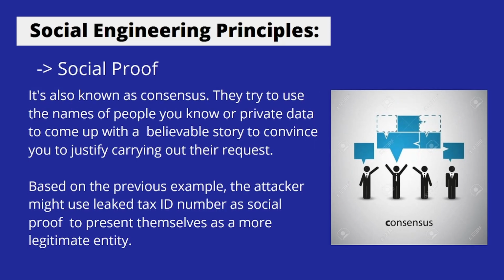Social proof. It's also known as consensus. By using this principle, the attackers try to use the names of people you know, or they make use of private data they come across to come up with a believable story to convince you to justify carrying out their request. Based on the previous example, the attacker might use leaked tax identification numbers as social proof to present themselves as a more legitimate entity. When the attacker claims that he is from the income tax department, if he states the target's name and the tax identification number correctly, then the target has more incentive to believe the attacker.